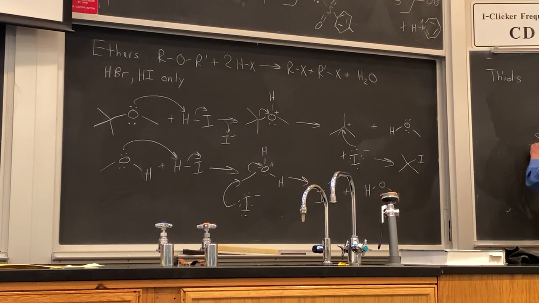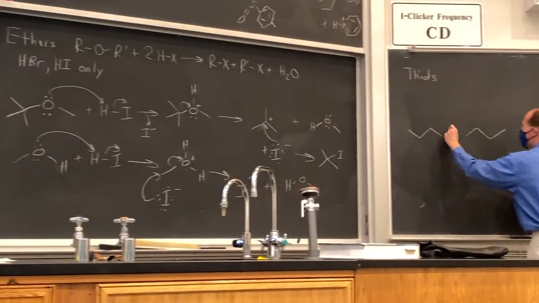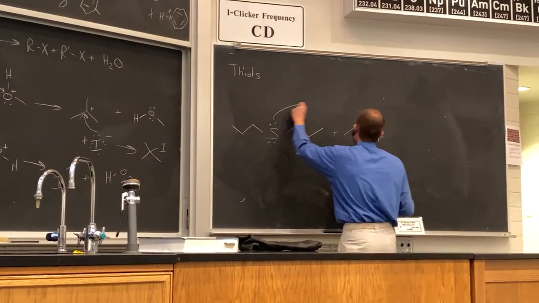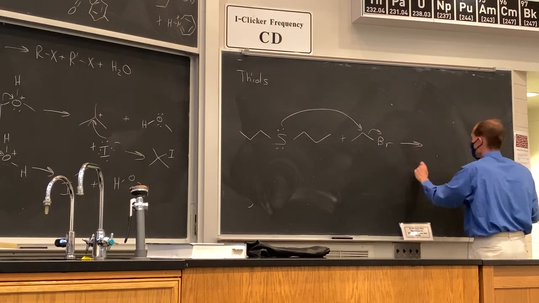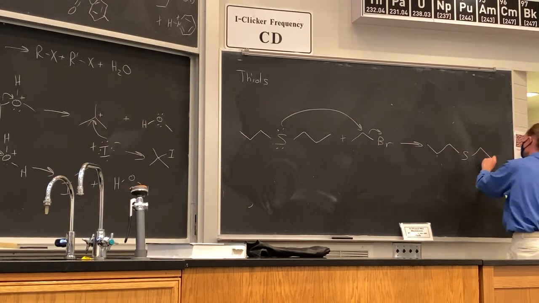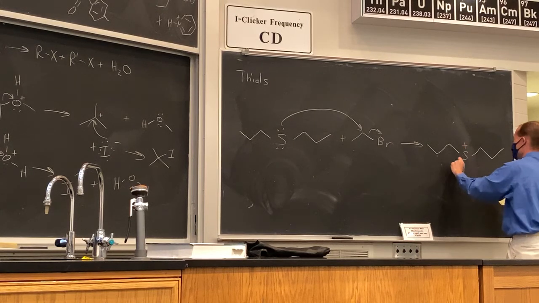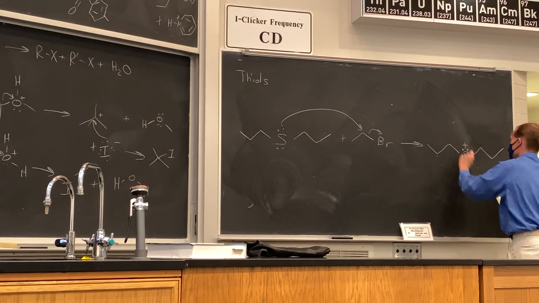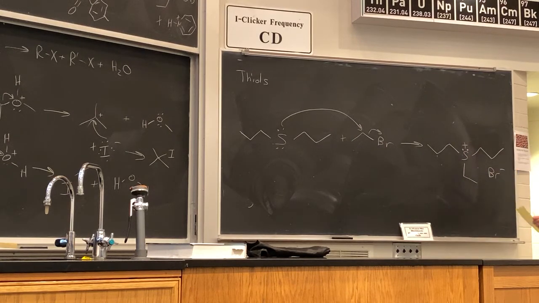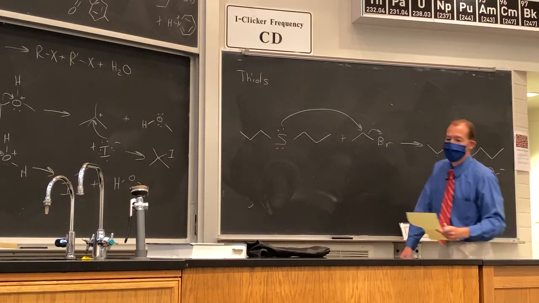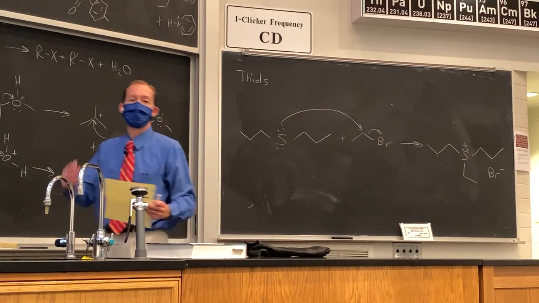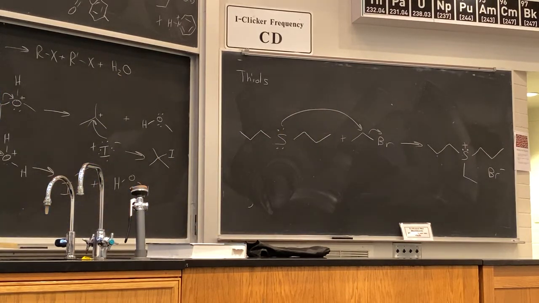Okay? So if we had a sulfide, we could call this dipropyl sulfide. We could react that with a primary alkyl halide, and we would have an SN2 reaction. And what we would get is a sulfonium salt, okay? We'd have a positive charge on sulfur and then our bromide would be our anion. This only works with primary alkyl halides, because these are right on the fence between strong and weak nucleophiles. With secondary alkyl halides, it won't work.